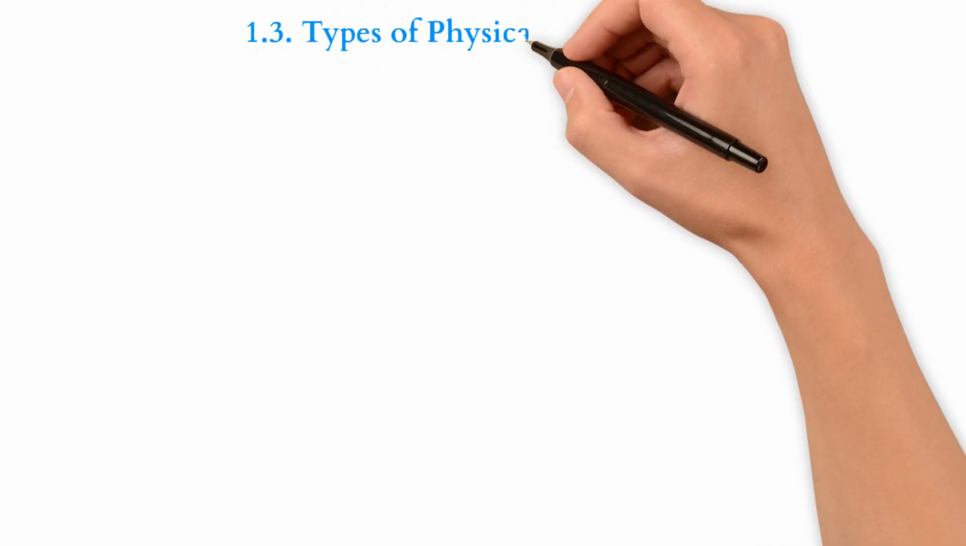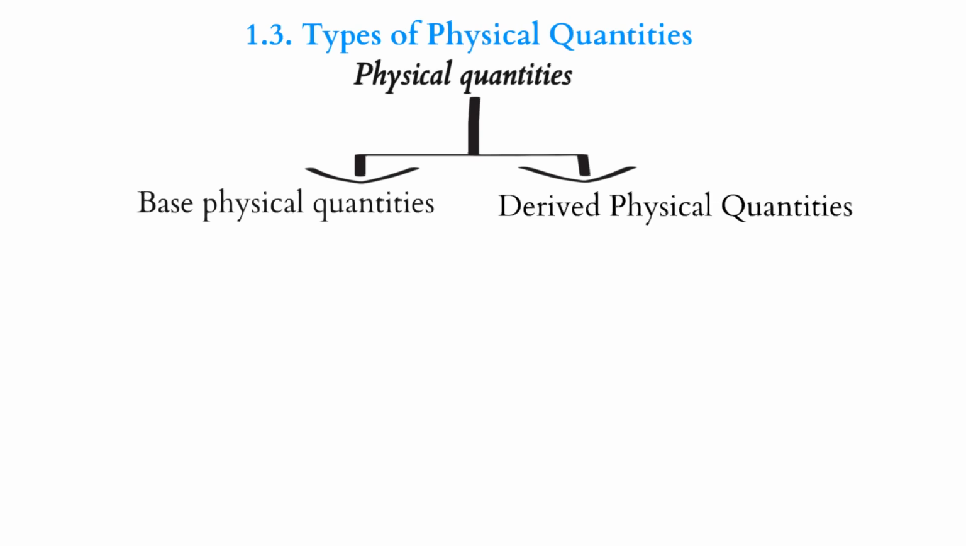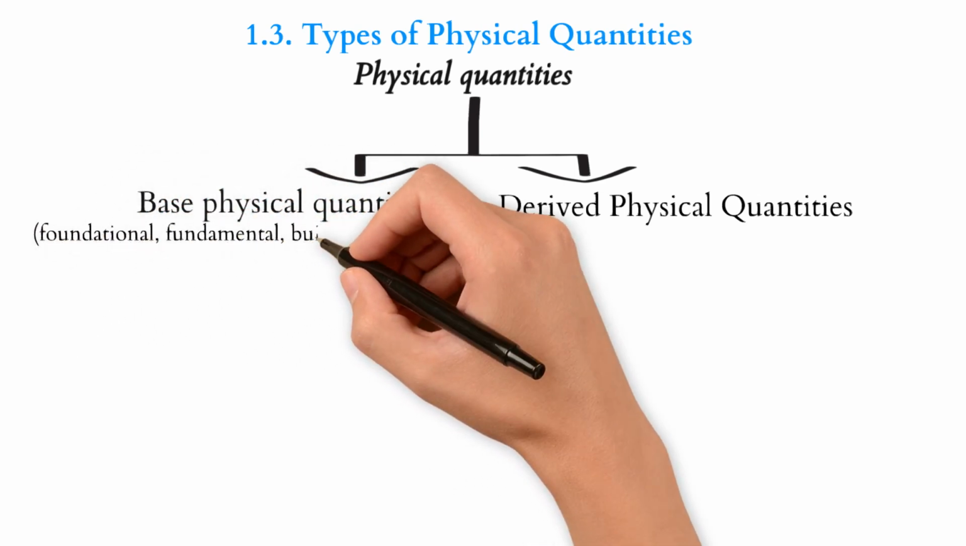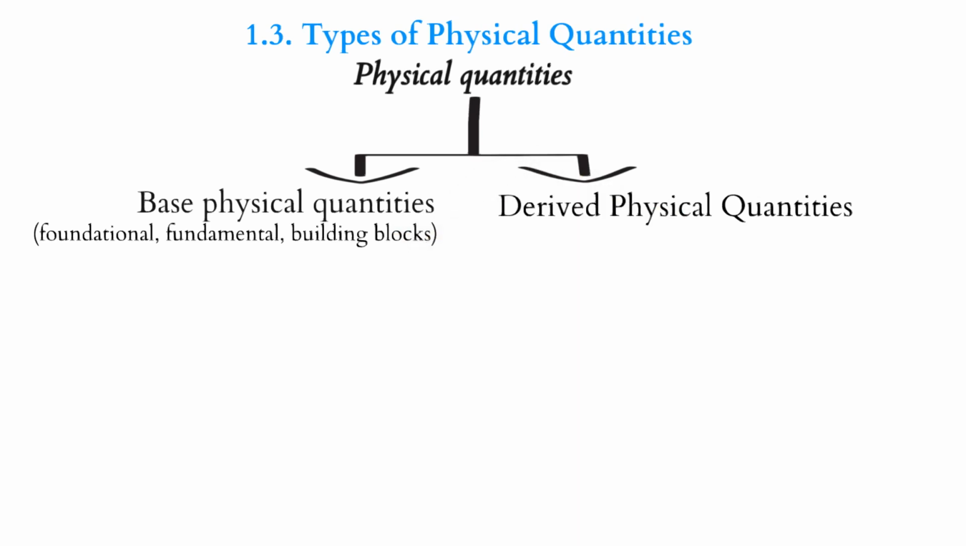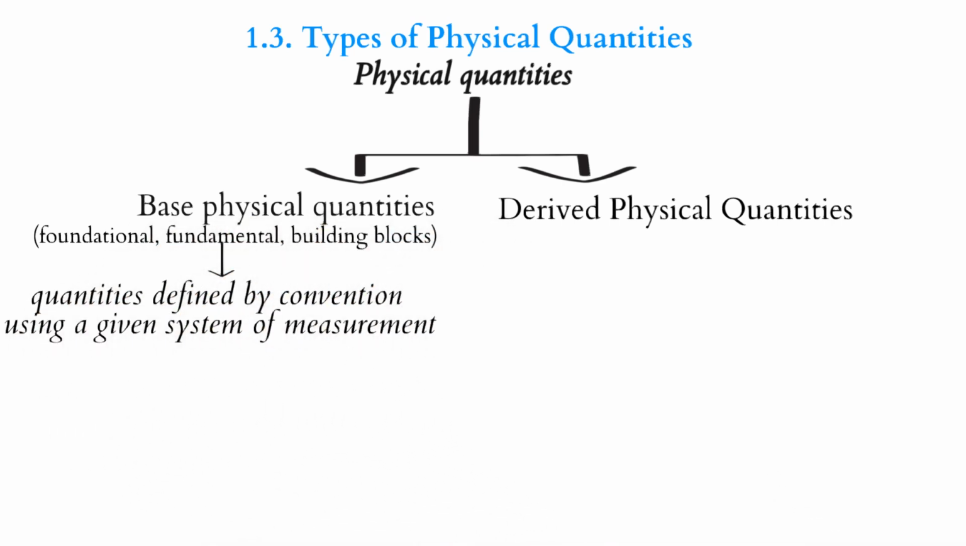Types of physical quantities. Physical quantities can be base quantities or derived quantities. Now, when you hear the word base, what comes to your mind? Of course, words like foundation, fundamental, building blocks. So, in the place of base, we can equally say foundational physical quantities or fundamental physical quantities or building blocks of measurements. Base quantities are quantities defined by convention using a given system of measurement.